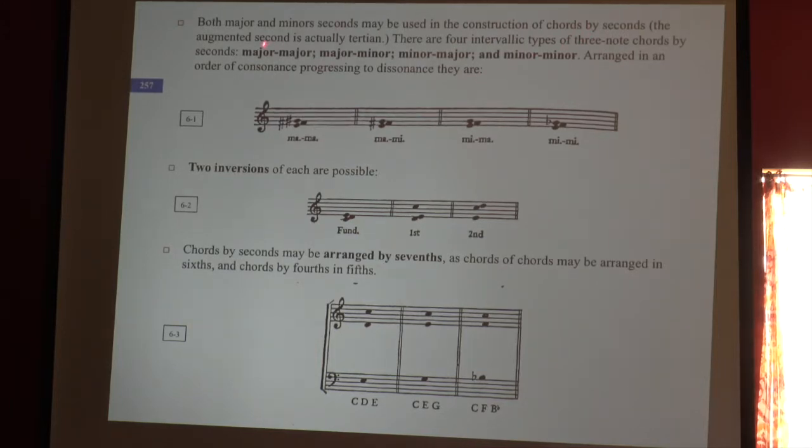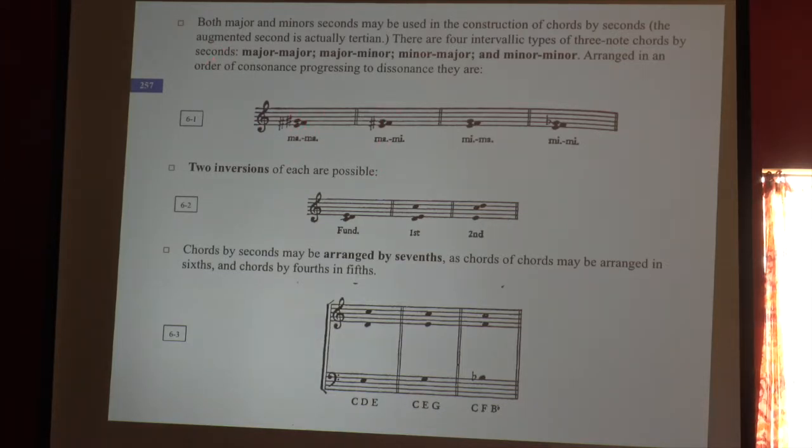seconds. The augmented second is actually a third, isn't it, right? So that doesn't really work. So there are four intervallic types of three-note chords. A major, major, like this. Play each note out just so we can hear it. Right, so these are major seconds, or major and then a minor.